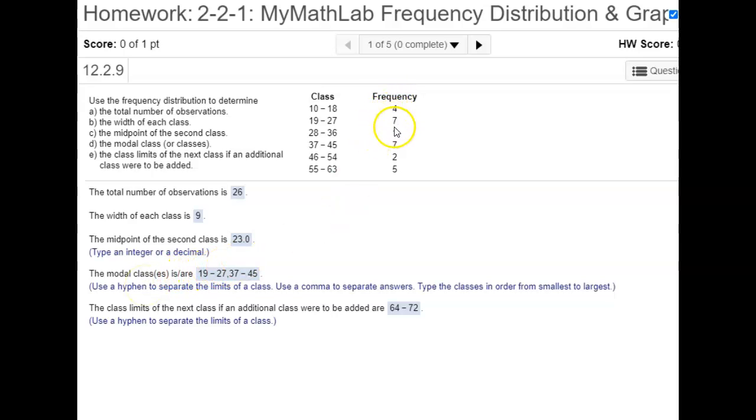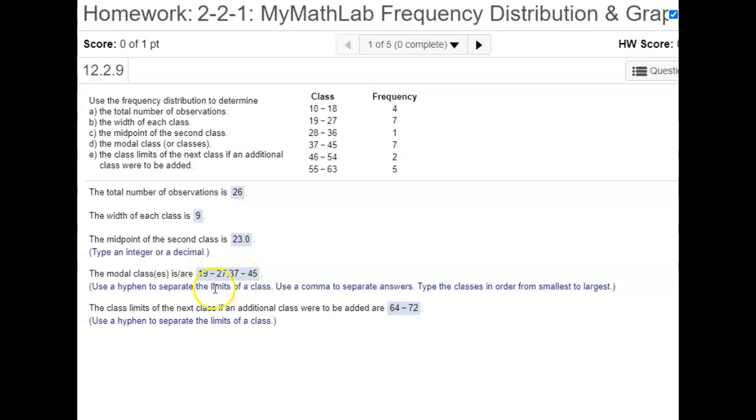And looking at our values here for the frequency for how much data is in each class, there's 2 of them that have 7 data values. So there are 2 modal classes, and you would need to write them both down with a comma separating them. For this example, 19 to 27 has 7, and 37 to 45 also has 7.